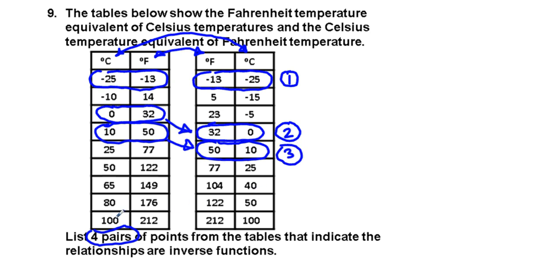And the last one here, we'll just go to these last 2. We have 100 comma 212 will be the inverse of 212 comma 100. So there would be 4 points right there. I don't know if that's all of them, but these have physical significance also. This one right here, 0 comma 32, 30 comma 0. This would be the freezing temperature of water.